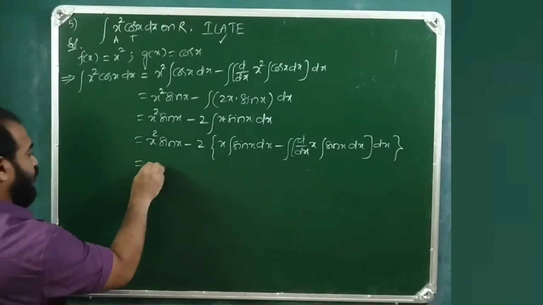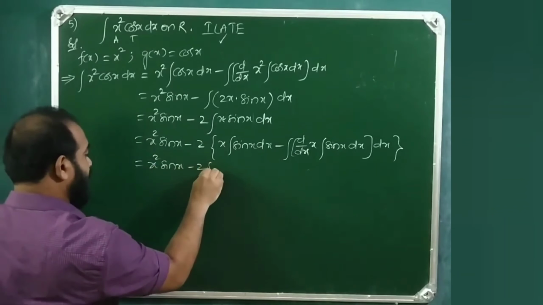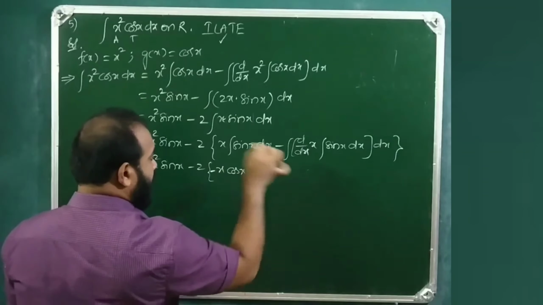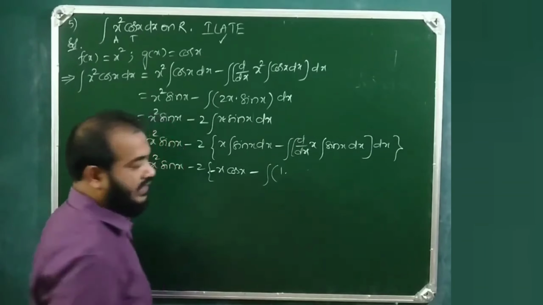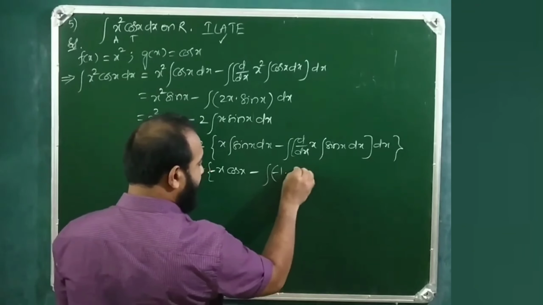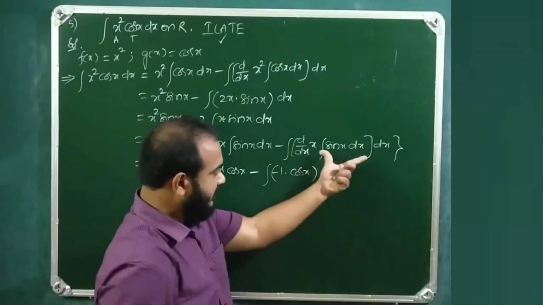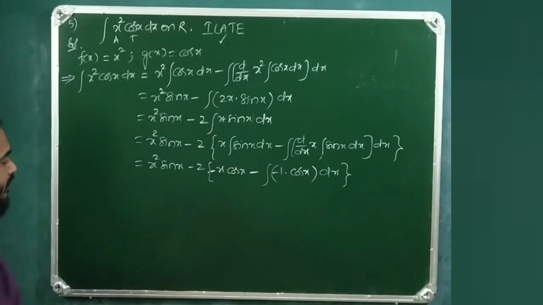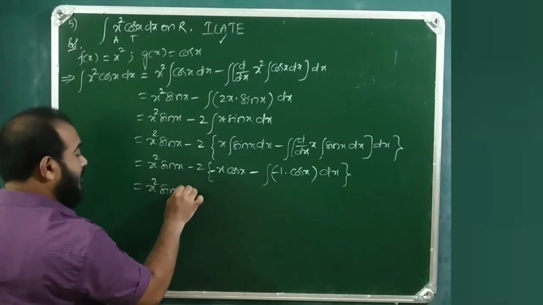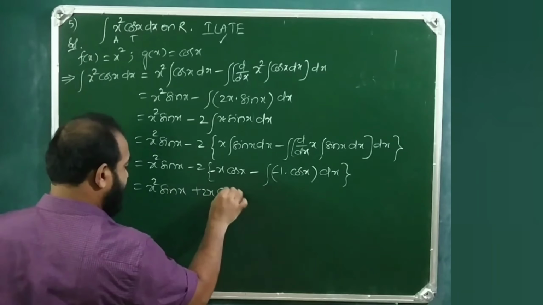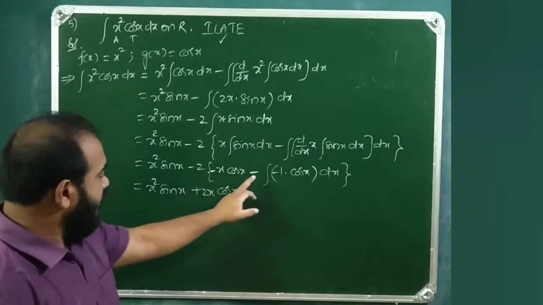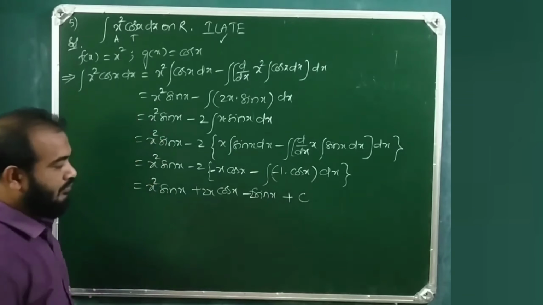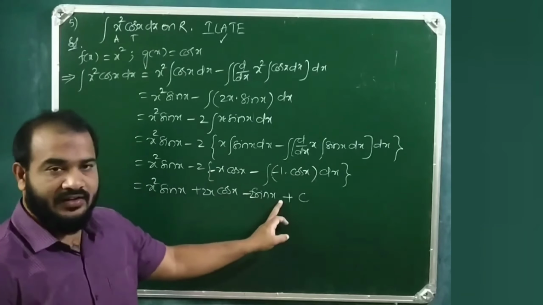So this is equal to x square sin x minus 2 into x, integral sin x dx is minus cos x. d by dx of x is 1 into integral sin x dx, which is minus cos x. Integral sin x dx is minus cos x. This dx is this, I'm closing the set bracket. So x square sin x minus into minus plus 2x cos x, minus into minus plus into minus minus 2 into sin x, because integral cos x is sin x, and this 2 is multiplying here.